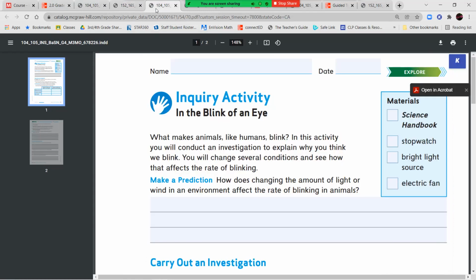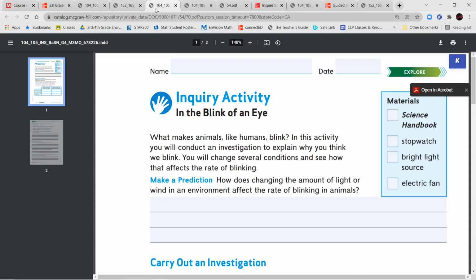Once you've completed those, you have an inquiry activity that you're able to do at home. And you're going to go over this inquiry activity called In the Blink of an Eye. What makes animals like humans blink? In this activity, you will conduct an investigation to explain why you think we blink. You will change several conditions and see how they affect the rate of blinking. So what does that mean? We're going to figure out what makes animals or people blink.